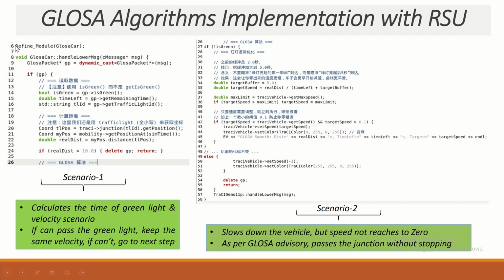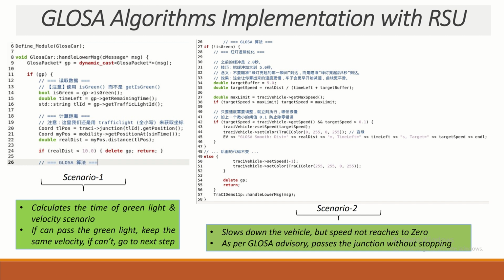There are two different scenarios for this. When the car receives a packet, it first checks the traffic light status, either green or red. In the first case, it calculates the time of the green light against the vehicle speed. If it can pass the green light, then it maintains its constant speed and crosses the signal without any reduction of speed and without any stop at the signal.